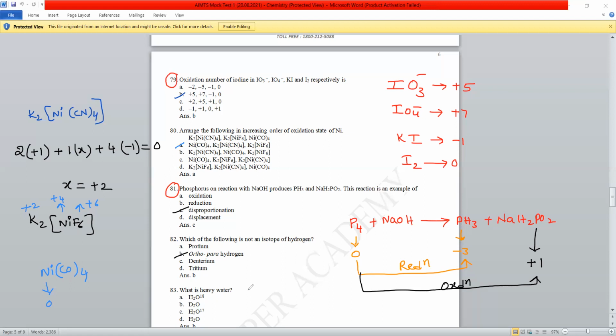Next question, number 83. What is heavy water? Its formula, students: heavy water is D2O, deuterium oxide. The isotope is deuterium, and deuterium oxide is the heavy water. So option B is the correct one.